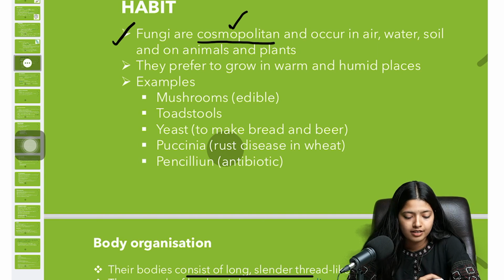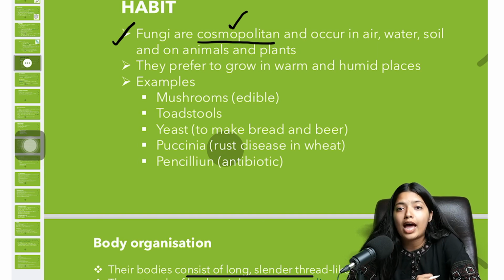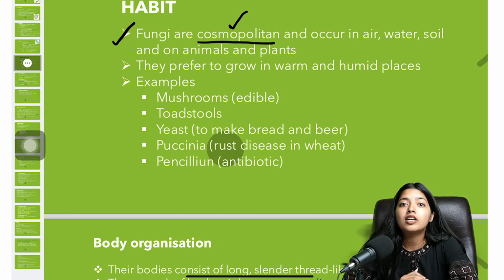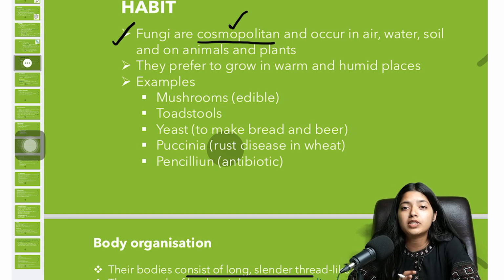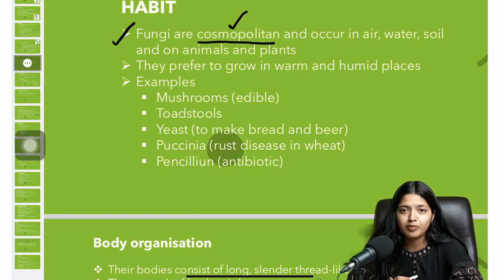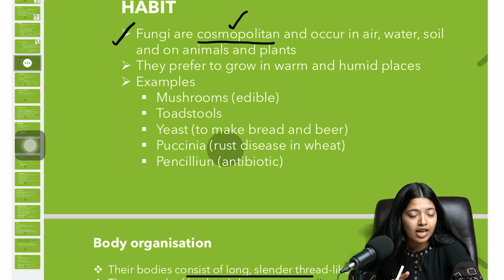They occur in air, water, soil, and on animals and plants. That means they are seen in air. Currently I am sitting here, there is air around me. Fungal spores are present around me also. They are seen in water, in soil, everywhere. Even though we can't see them, their spores or their presence is still there. So they are seen in air, water, soil, everywhere they are present.